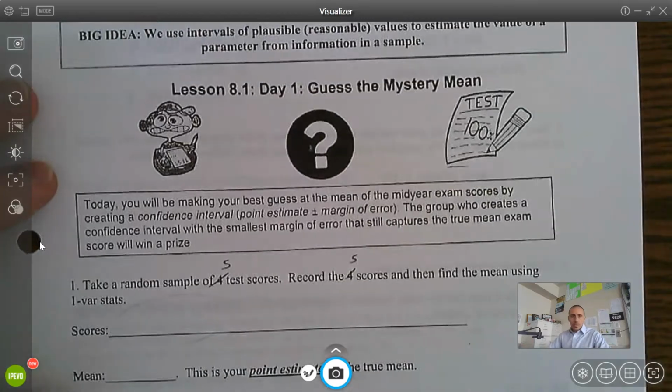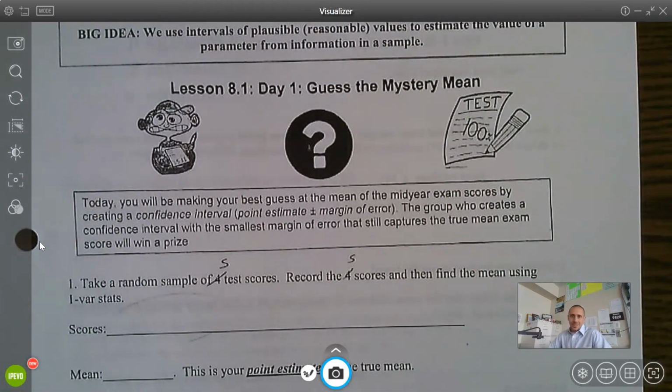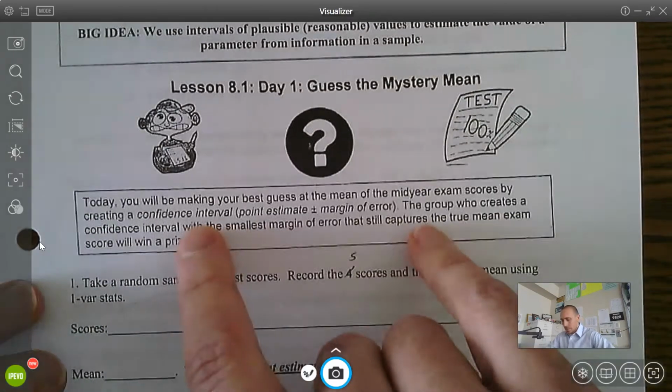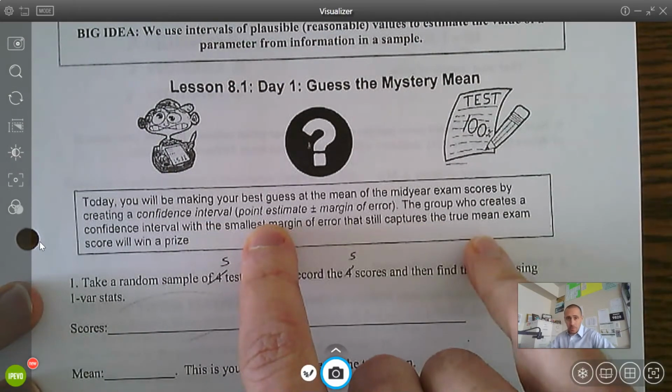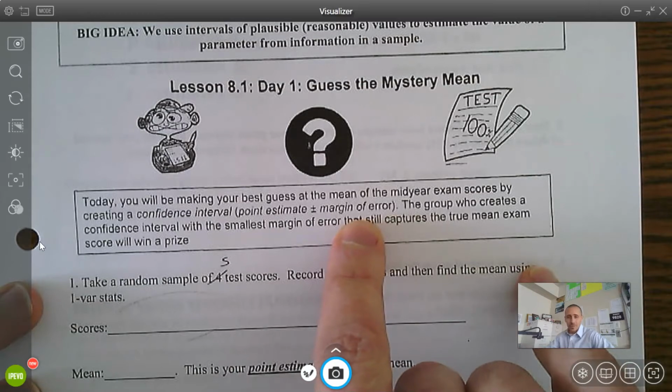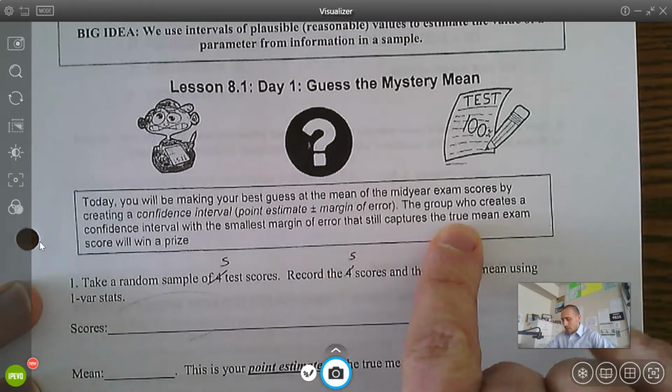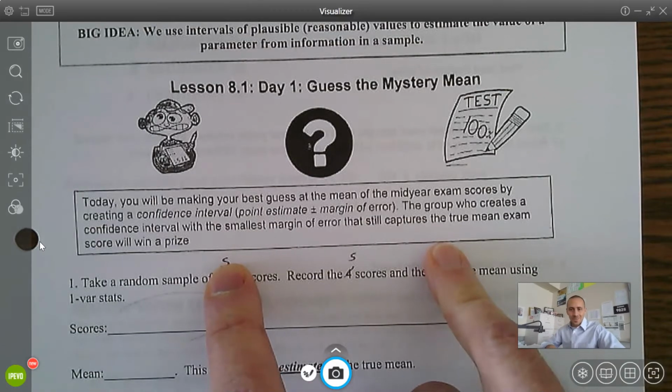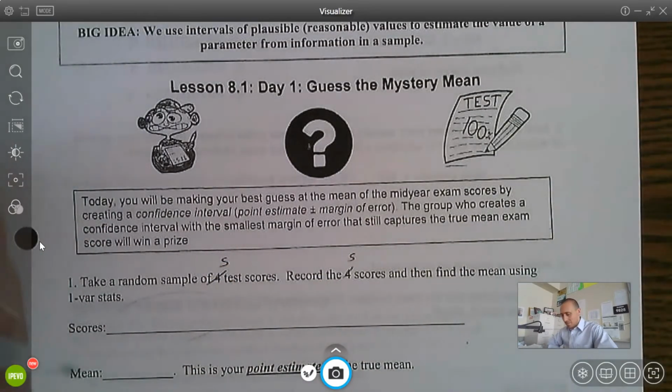So what we're going to do today in this activity, I already started and didn't even tell you what it was, is making your best guess at the mean of the midterm exam for a group of my students a couple of years ago. So we're going to create this thing called a confidence interval. You take what's called the point estimate plus or minus the margin of error. Margin of error is a term I'm sure you've probably heard before.